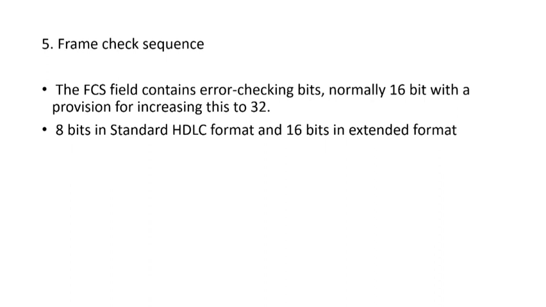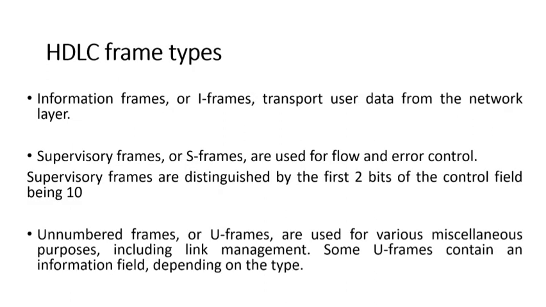Next is frame check sequence. The frame check sequence field contains error checking bits, normally 16 bits with a provision for increasing this to 32. It is 8 bits in standard HDLC format and 16 bits in extended format. The purpose of FCS, the frame check sequence, is error controlling or error checking. 8 bits will be there in standard HDLC and 16 bits in extended HDLC. So that's all about frame check sequence.